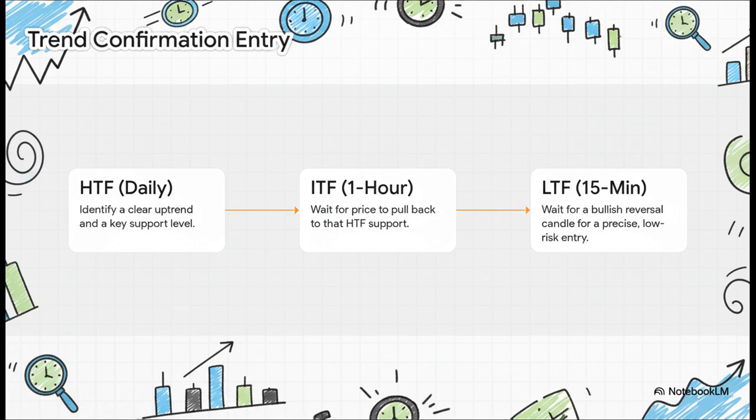Now, we don't just jump in. We wait. We patiently wait for the price to pull back and come down to test our level. And then, and only then, do we move to step 3. We pull out our magnifying glass, the 15-minute chart, and we wait for a clear sign, like a bullish reversal candle. And that becomes our low-risk entry trigger. See how each time frame has its own specific job?